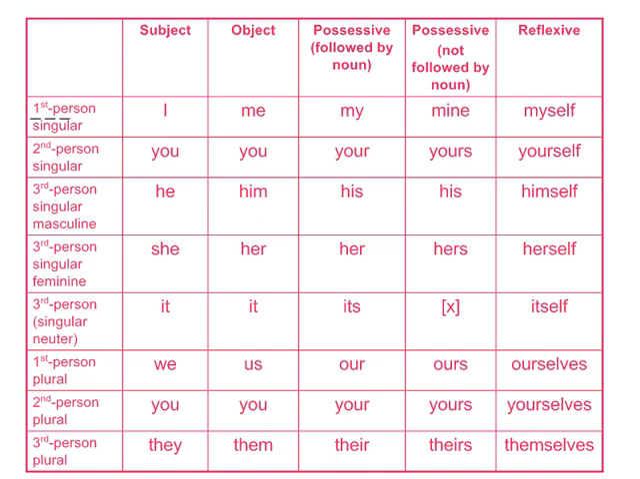We have the singular pronouns in the first 5 rows over on the left: first person, second person, and then third person, masculine, feminine, neuter. And underneath that, we have the plural: first person plural, second person plural, third person plural.